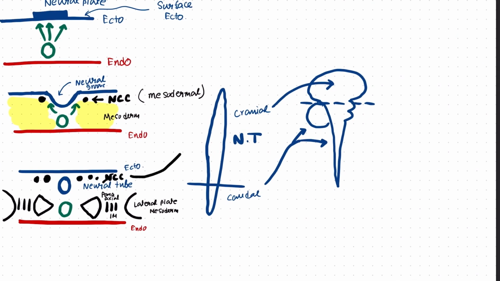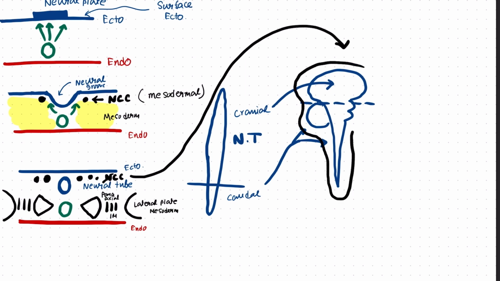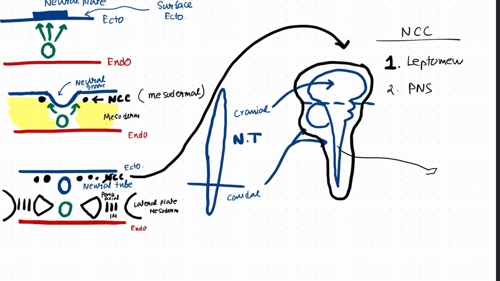Now the neural crest cell derivatives are leptomeninges, your Schwann cell, as well as the peripheral nervous system. These are neural crest cell derivatives: leptomeninges, peripheral nervous system, and also your Schwann cell, which basically leads to myelination of the peripheral nervous system.